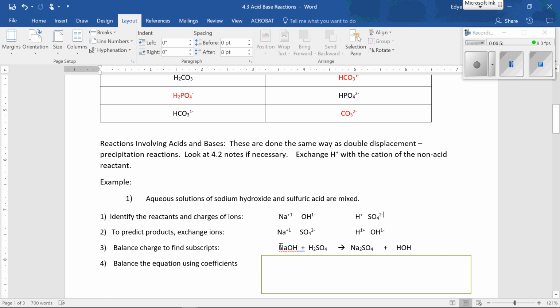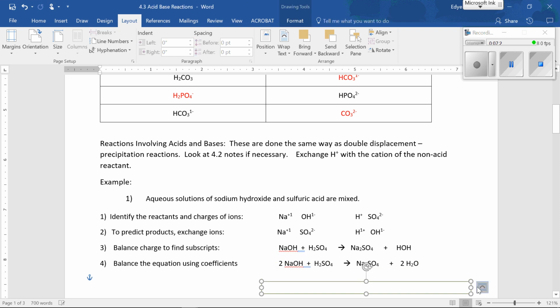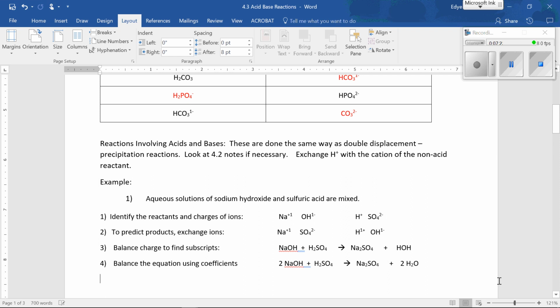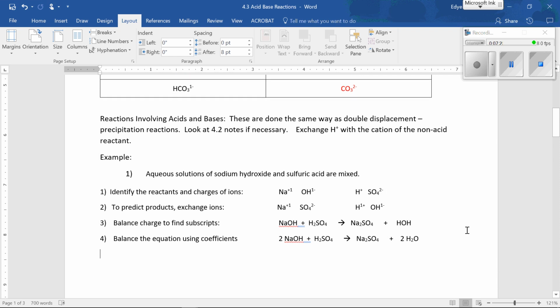So my NaOH is this right here. The H2SO4 is these balanced to add up to 0. This balances to 0 with Na2SO4. This balances to 0 with HOH, which is the same as H2O. I'm just writing this way for now so you can see we have an H+ and an OH-. Now we have to balance this. You can try to balance that on your own. I'm going to show that to you in a moment. And there you have it. There's your balanced equation. Okay, let's try that on another one.